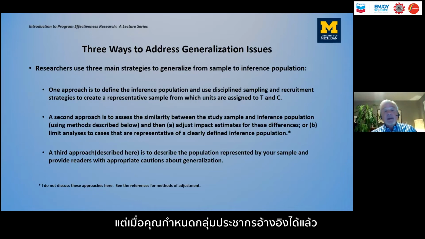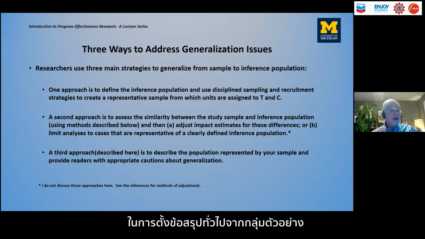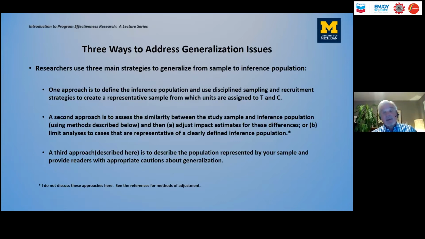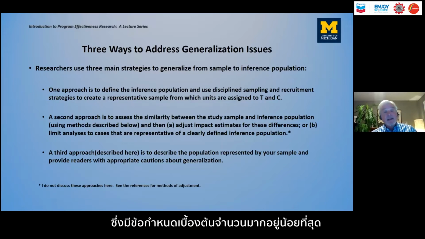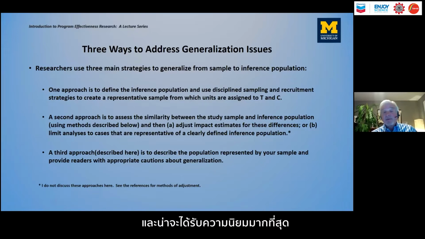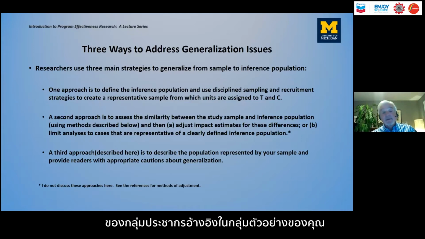But once you have defined an inference population, there are three main strategies to generalize from a sample to that inference population. The first and least assumption laden, and probably most preferred, but often beyond the resources of any given investigator, is to use a disciplined sampling and recruitment strategy to create a representative sample of units that are going to be assigned to treatment and control. So this is an attempt to mirror in your sample the characteristics of the inference population.